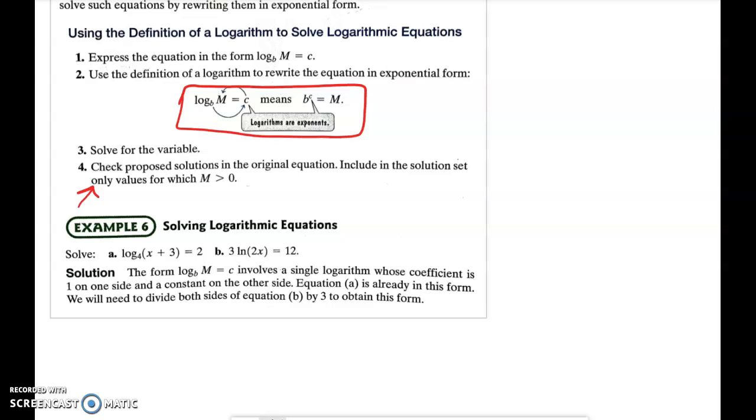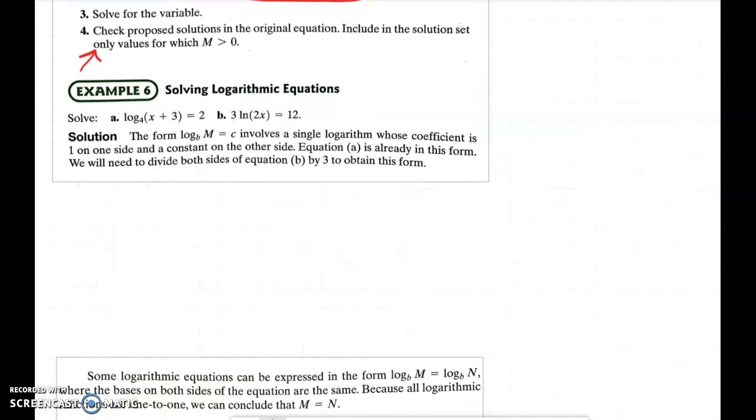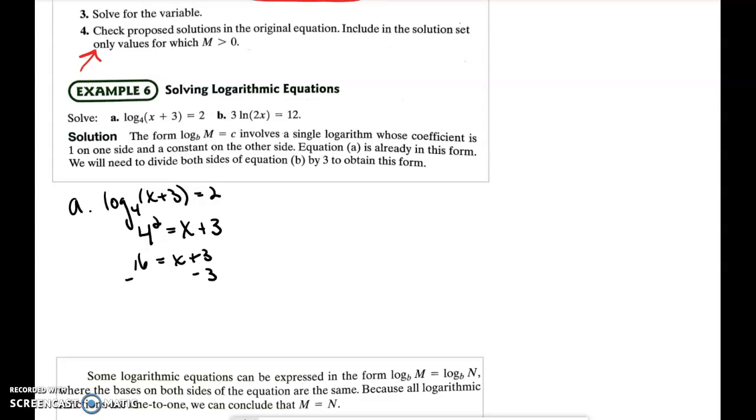So in solving the logarithmic equations, I'm just going to work through these two examples. For A, if we have log base 4 of x plus 3 being equal to 2, which means if I rewrite this as an exponent, the base is 4. The log is always equal to the exponent, so it just becomes 4 squared equals x plus 3, which means 16 is x plus 3. And if I subtract 3 from both sides, I end up with x equals 13, which I can easily check as well to see that that answer makes sense.